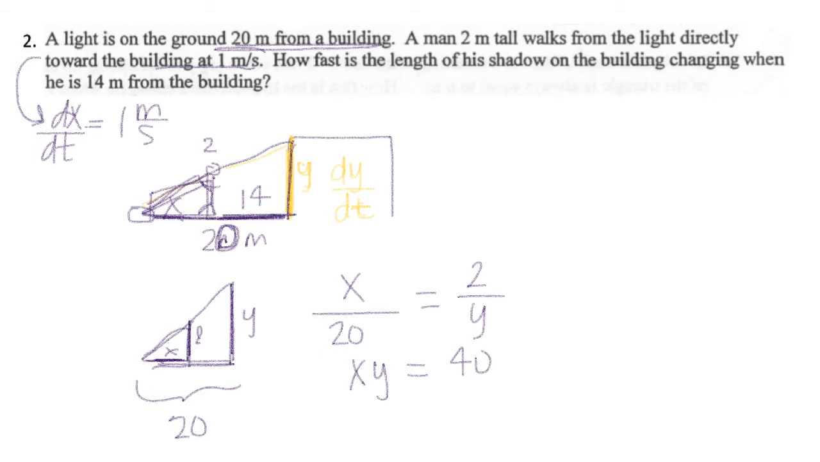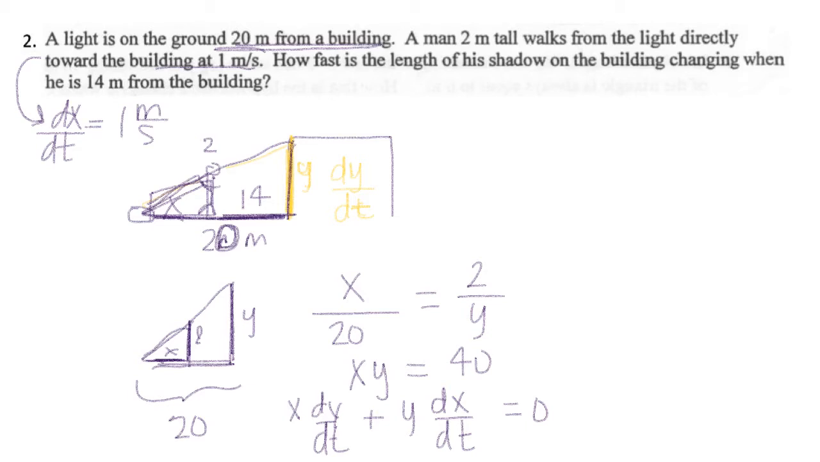do our product rule. So we have first times the derivative of the second plus the second times the derivative of the first equals, and if we take the derivative of 40, we're going to get 0 because it's a constant. Now we can plug in that value that we know for x. That's that 6 that everybody always wants to grab. So let's go ahead and start plugging in what we do know.